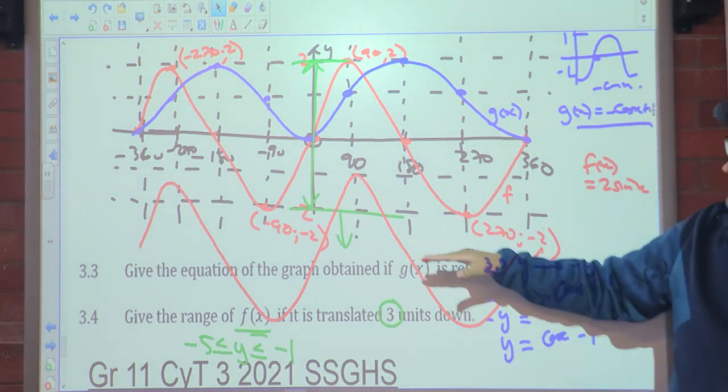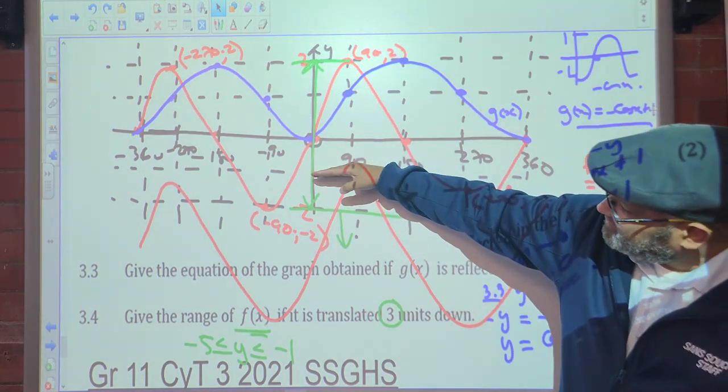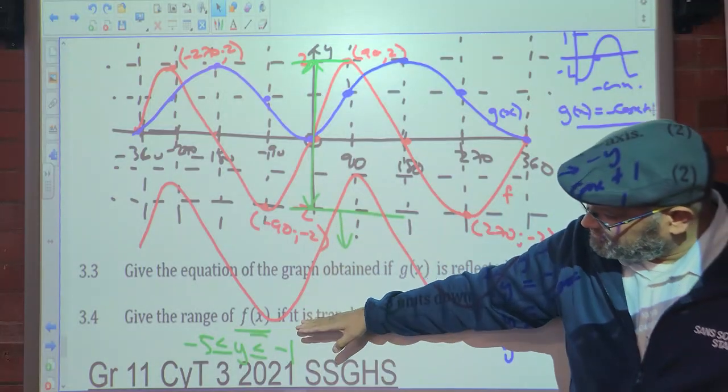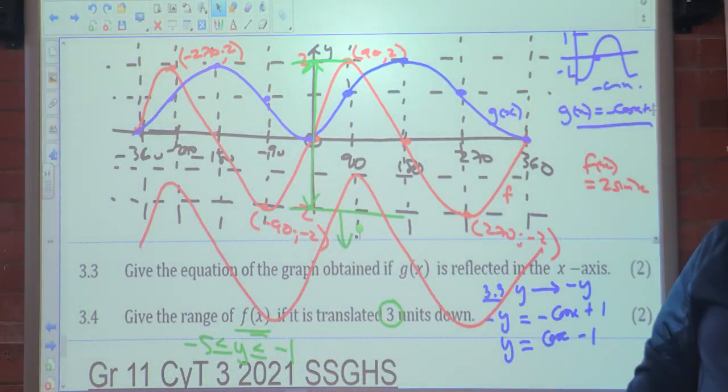So what is the range? The range is going from minus 1 all the way to negative 5. Okay.